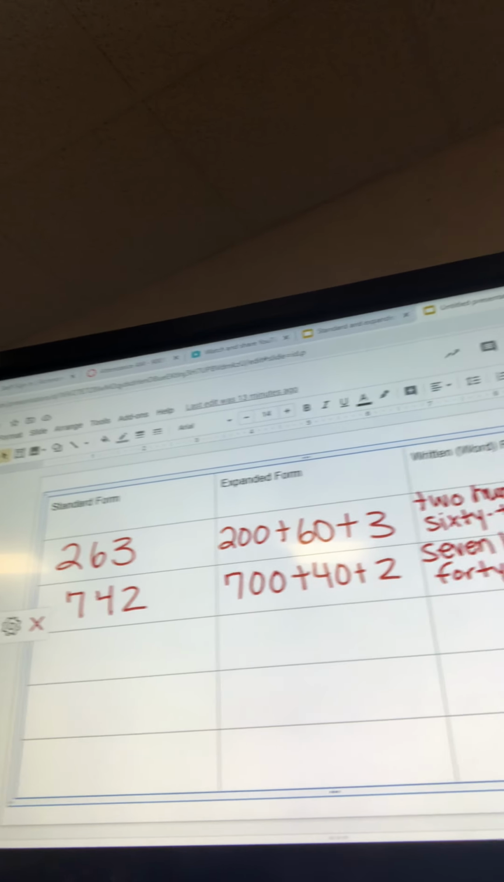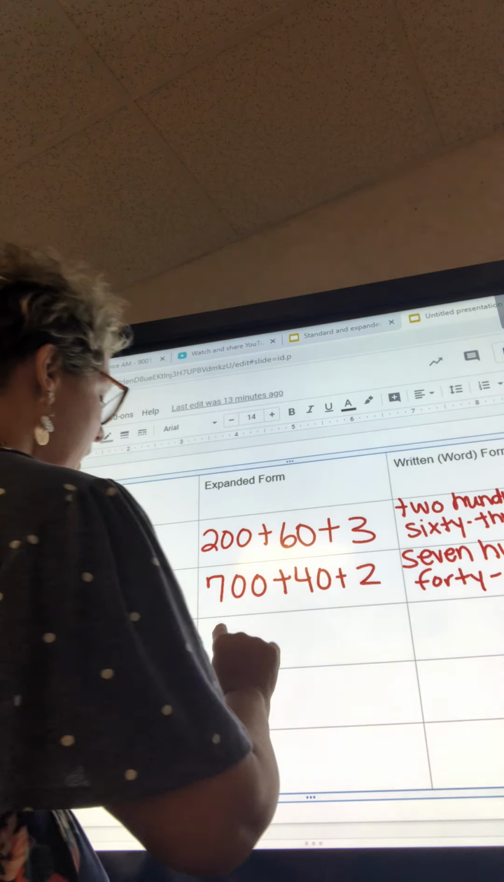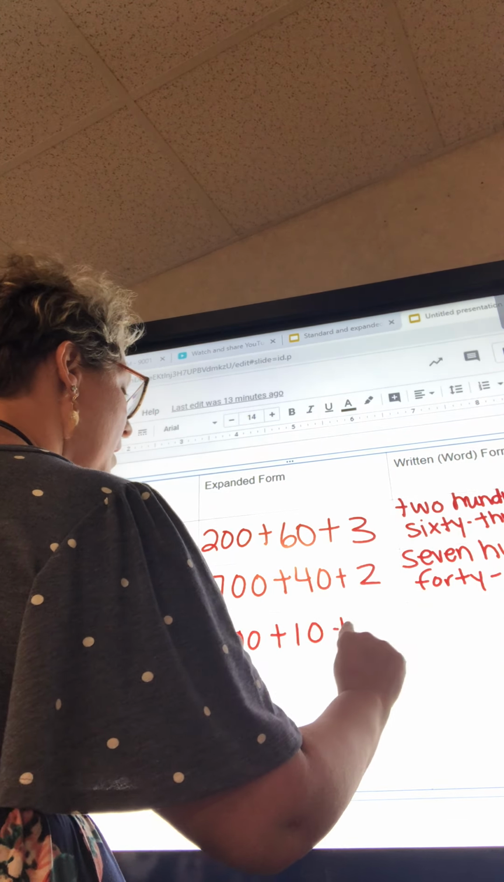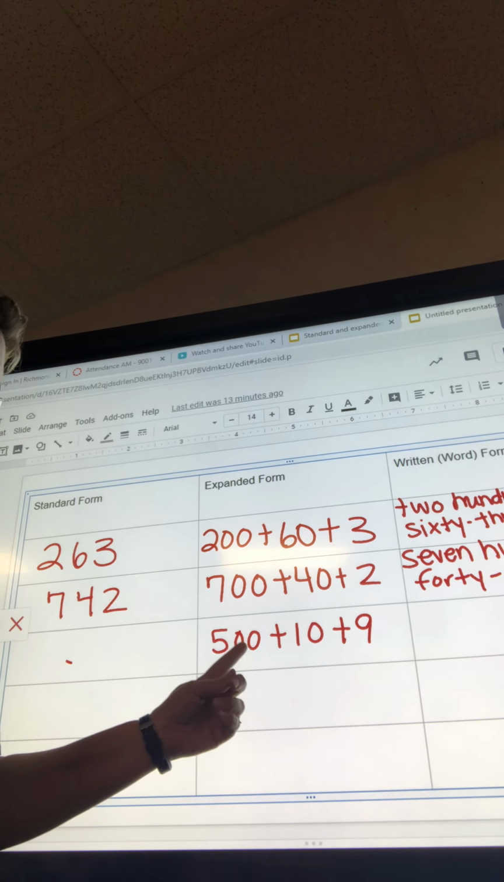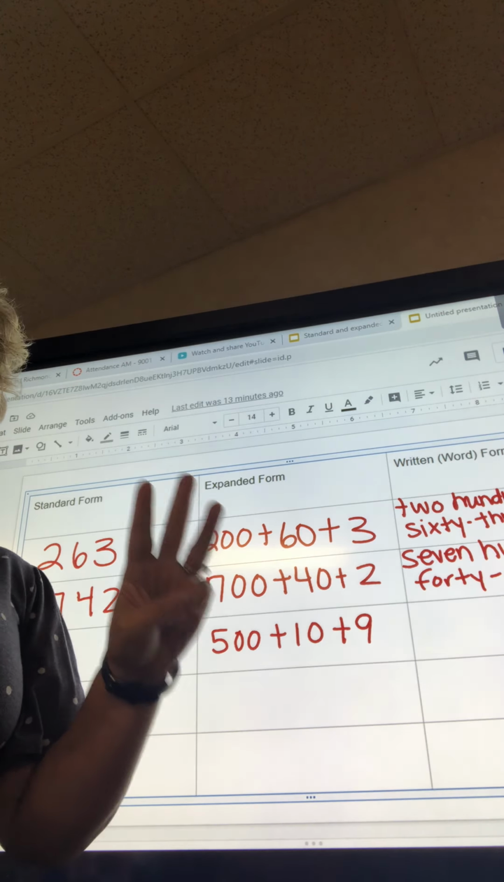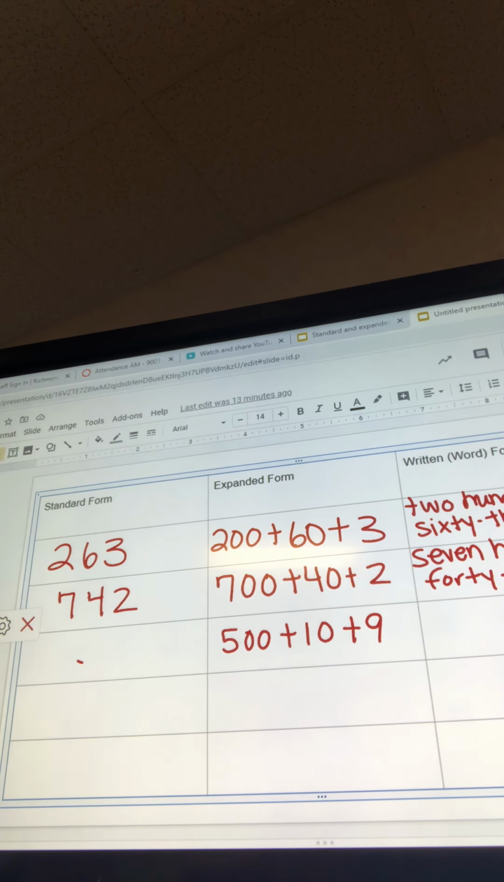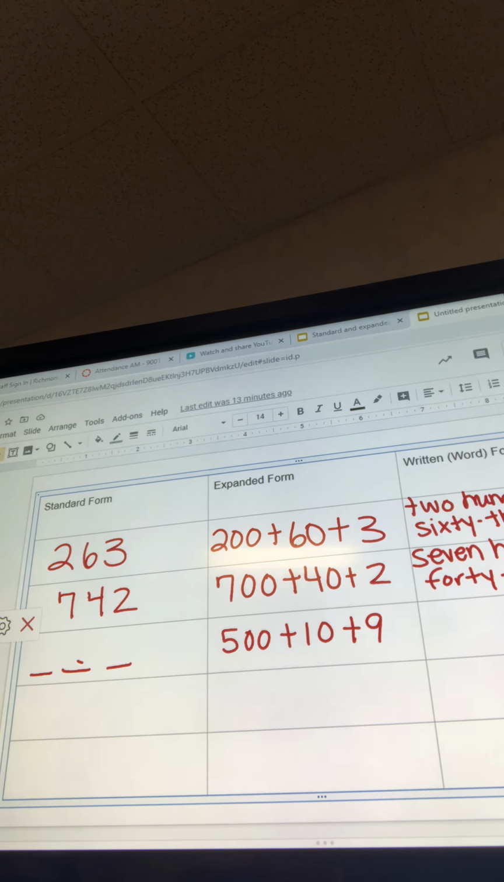Okay? Let's switch it up a little bit. What if I give you expanded form? Then you have to figure out standard and written. So I'm going to have 500 plus 10 plus 9. So I know that I have 5 hundreds, 1 ten, and 9 ones. I'm going to have a 3-digit number. So when I come over to my standard form, I'm going to have 3 digits. So you could draw lines that might help you so you know how many digits you have. If that doesn't help you, you don't have to use it.